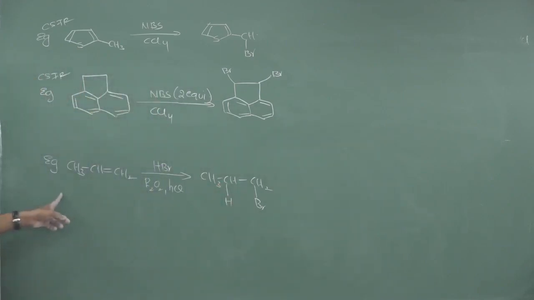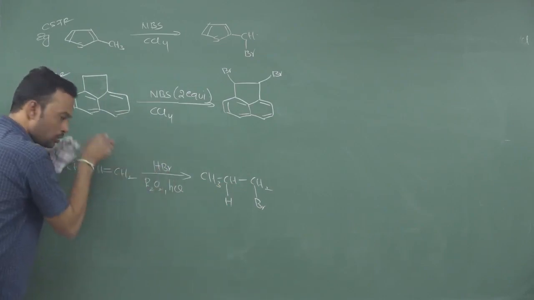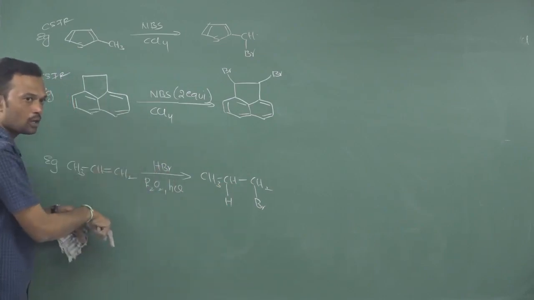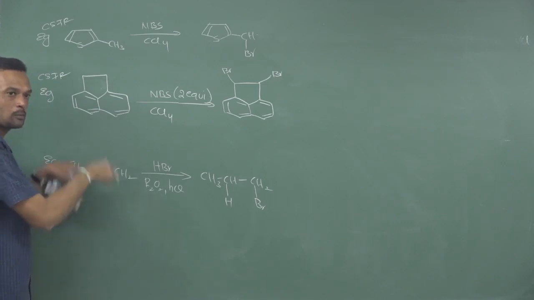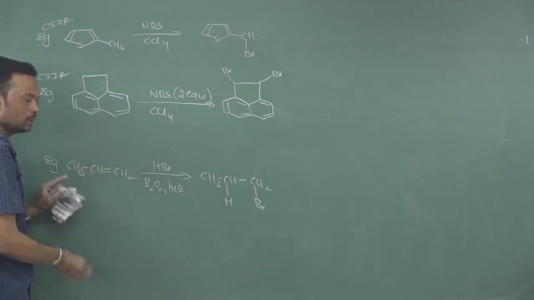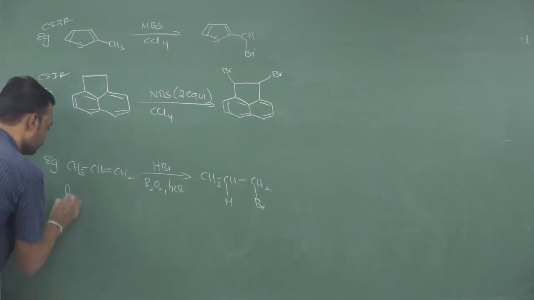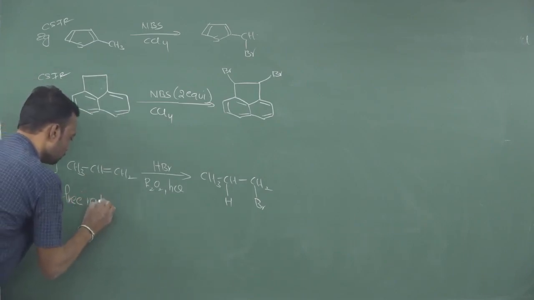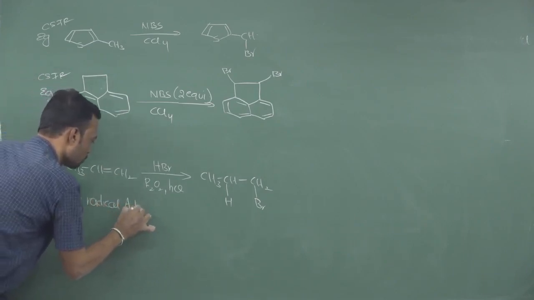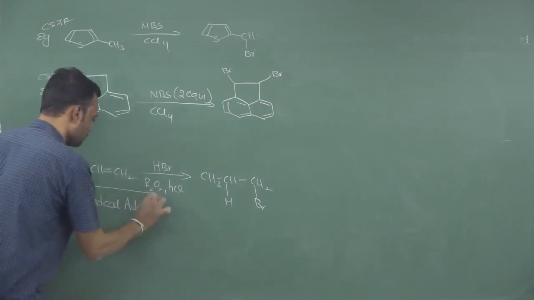It is a free radical addition reaction. It is addition. See, we are adding hydrogen bromide on the olefin. So we are adding, we are not removing, we are not substituting. Simply we are adding through a radical mechanism. That's why it is an example of free radical addition. This is a free radical addition reaction.